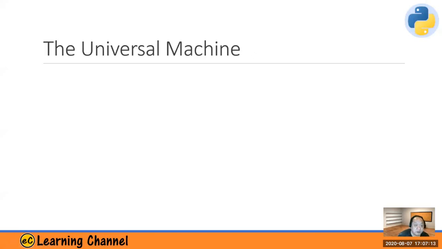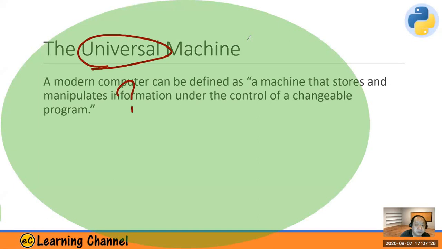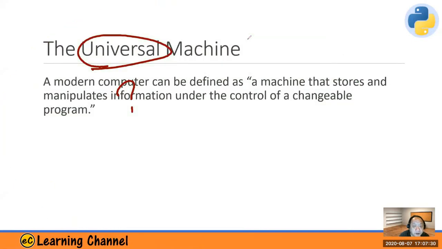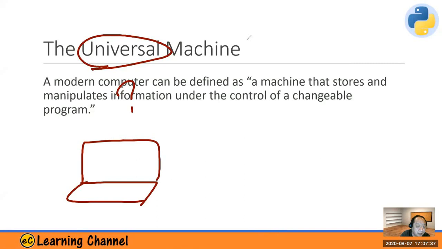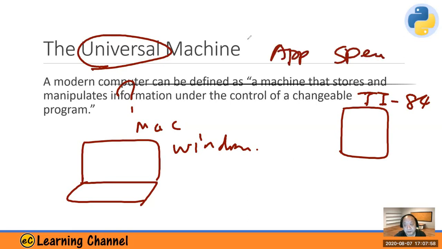So the first one is called a universal machine. A universal machine is the machine that you are working on right now. What is a non-universal machine? We are using a personal computer, a Macintosh, or you have a PC with Windows. They are both universal machines. But something like a calculator, a TI-84, is an application specific machine. It's only used for calculation. Is that okay?